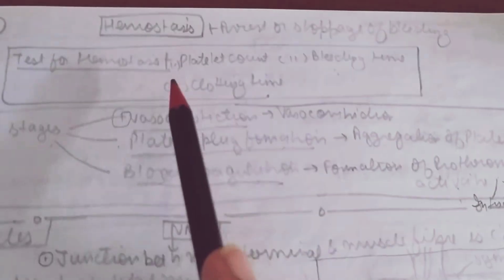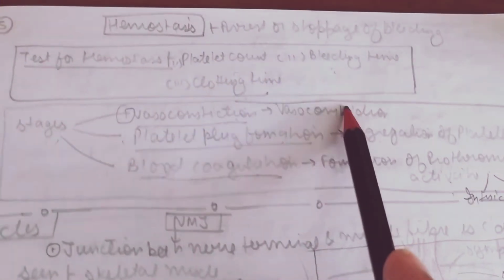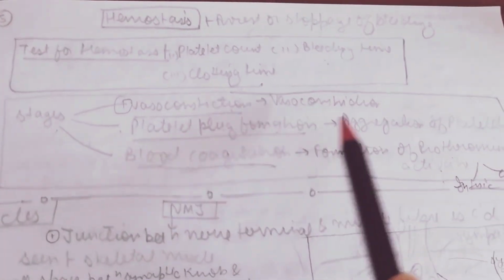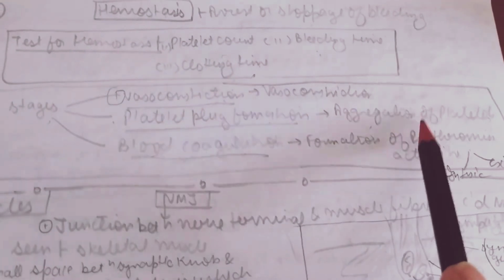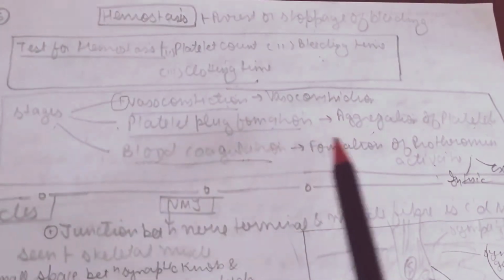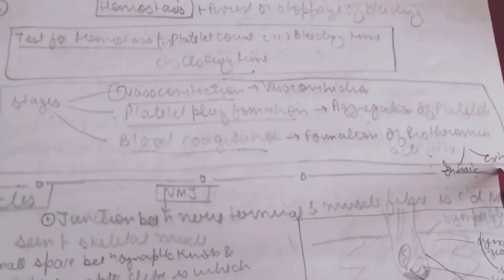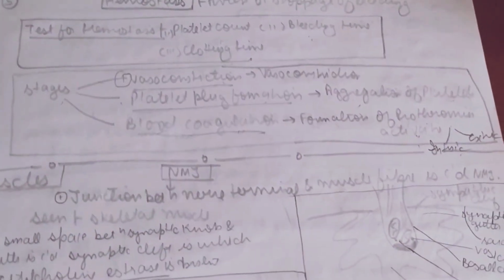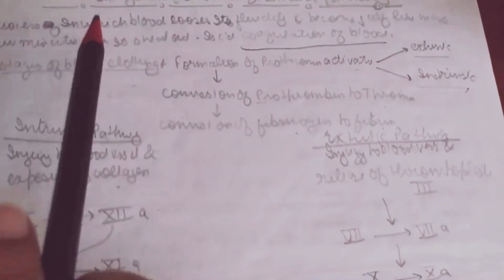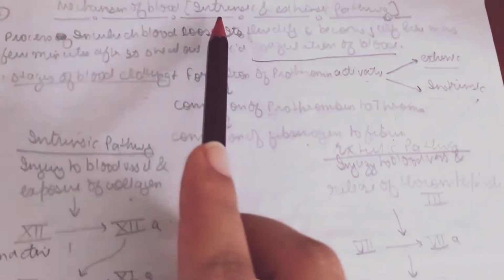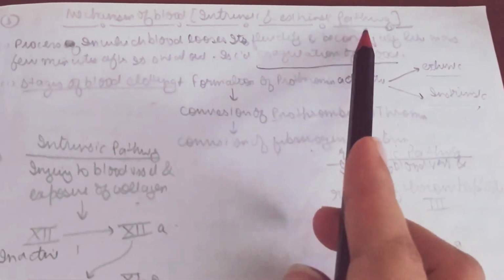So, vasoconstriction by vasoconstrictors, platelet plug formation by aggregation of platelets, and blood coagulation, formation of prothrombin activator by intrinsic or extrinsic pathway. Now let's talk about these pathways. So, mechanism of blood intrinsic and extrinsic pathway.